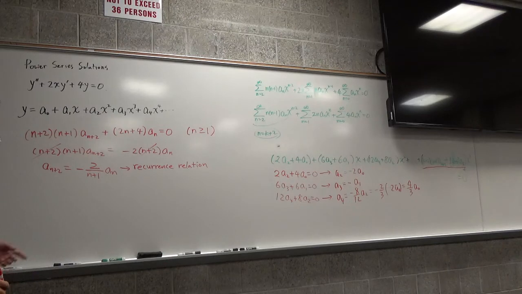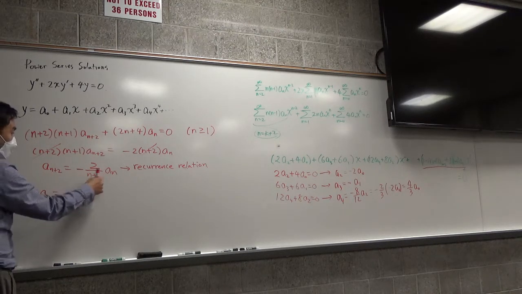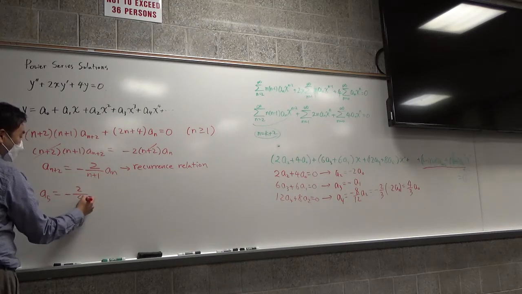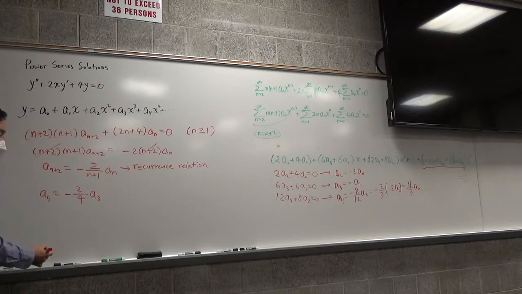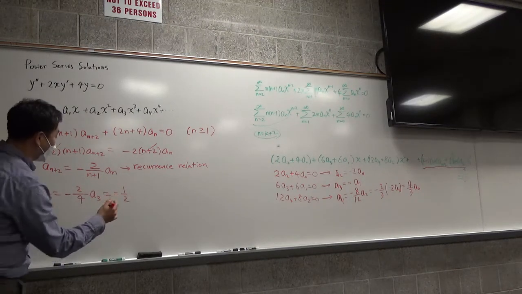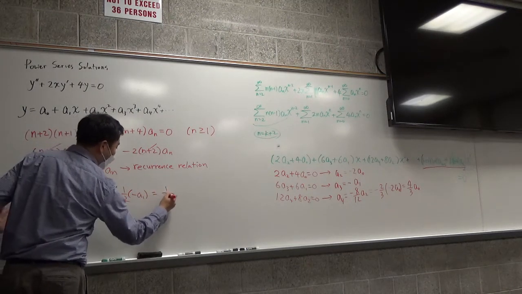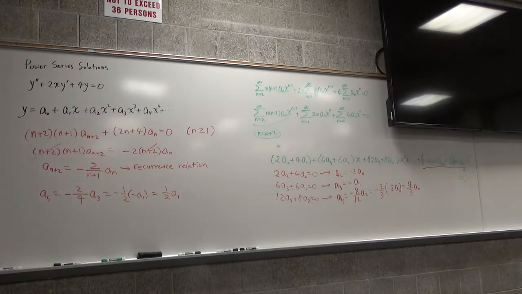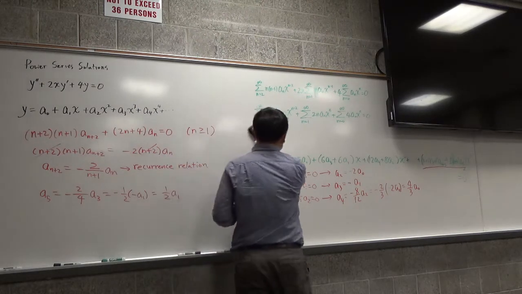Okay? So for example, I got up to A4. Let's find A5. Well, that's when n is 3, right? So you put n equals 3. So you get negative 2 over 3 plus 1, which is 4, A3. And that reduces as negative 1/2. And what is A3? A3 is negative A1. So that gives you positive 1/2 A1. Okay? And you can see that you're able to use this over and over again to get A6, A7, A8, and so on and so on. Okay? So we can do this for a long, long time. All right.